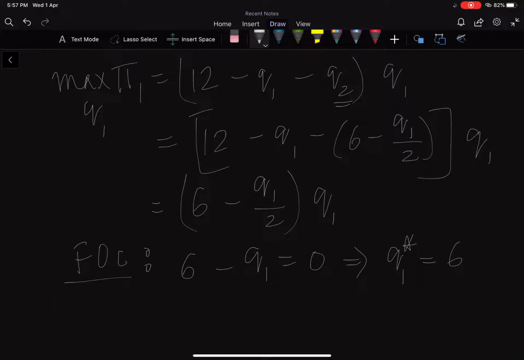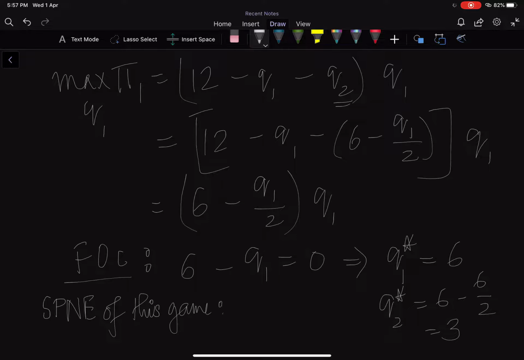So what is then q2 star? To get q2 star you plug in here, so that gives you 3. So the subgame perfect Nash equilibrium of this game is q1 star is 6 and q2 star is 3. This is the solution.